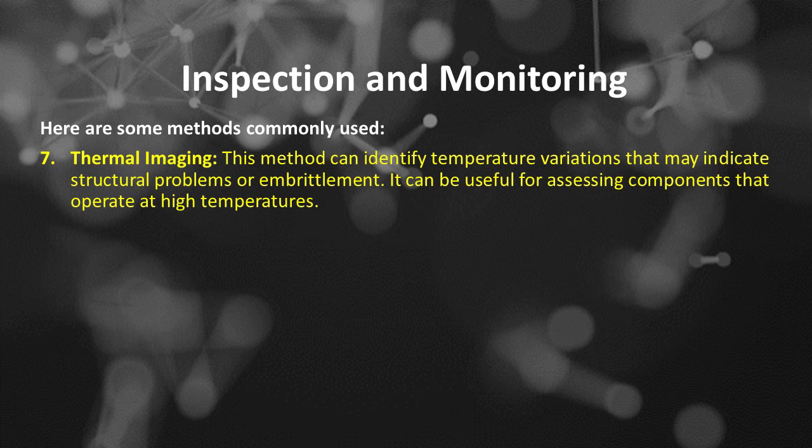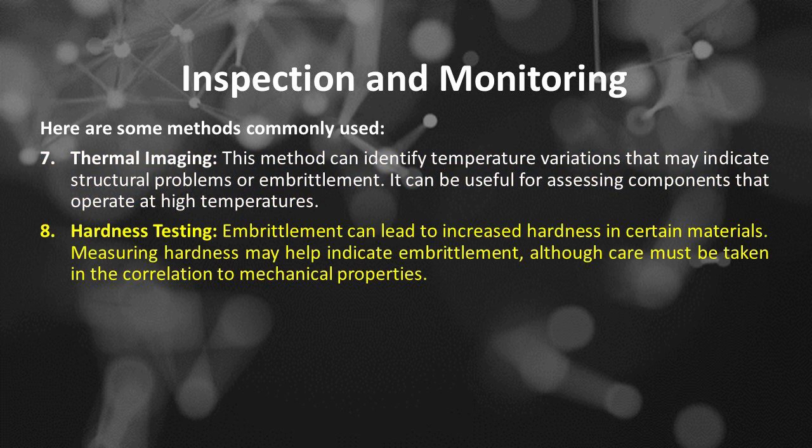Number 7 is thermal imaging. This method can identify temperature variations that may indicate structural problems or embrittlement. It can be useful for assessing components that operate at high temperatures. Number 8 is hardness testing. Embrittlement can lead to increased hardness in certain materials. Measuring hardness may help indicate embrittlement, although care must be taken in the correlation to mechanical properties.